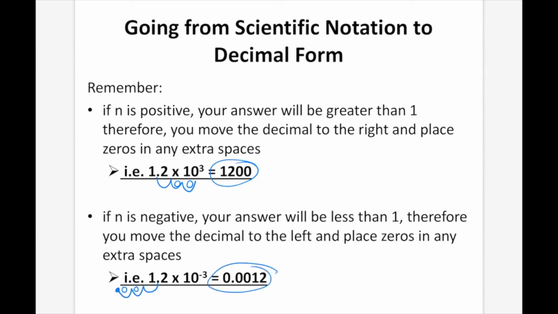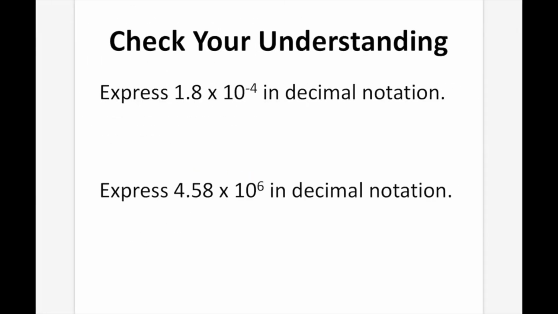Now, you don't need to remember left and right. What you do need to remember is that this number right here is a small number. It's a number less than 1. Therefore, it would have an exponent of negative. This one is greater than 1. Therefore, its exponent should be positive. So you need to go back and double-check your work and make sure that everything lines up properly. So now pause the video and express both these questions in decimal notation.